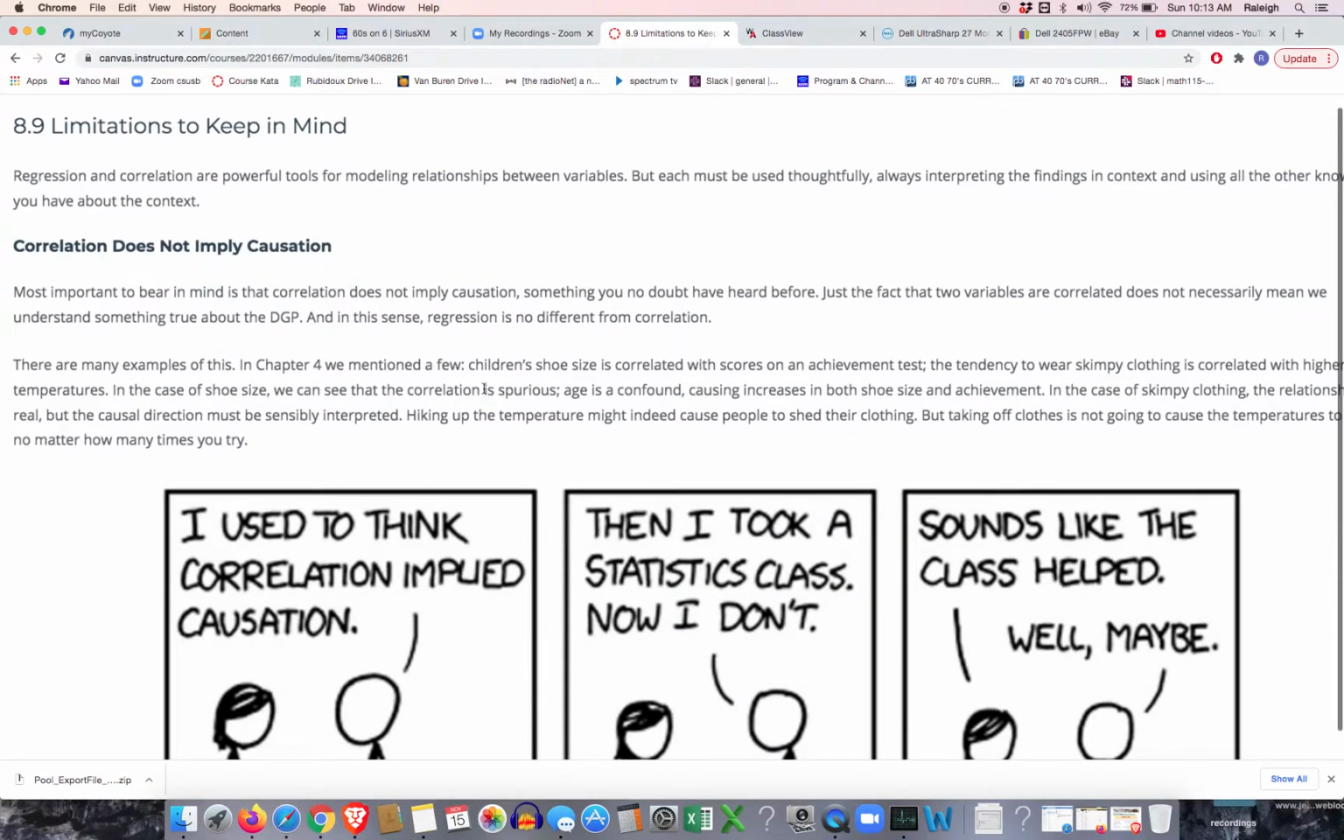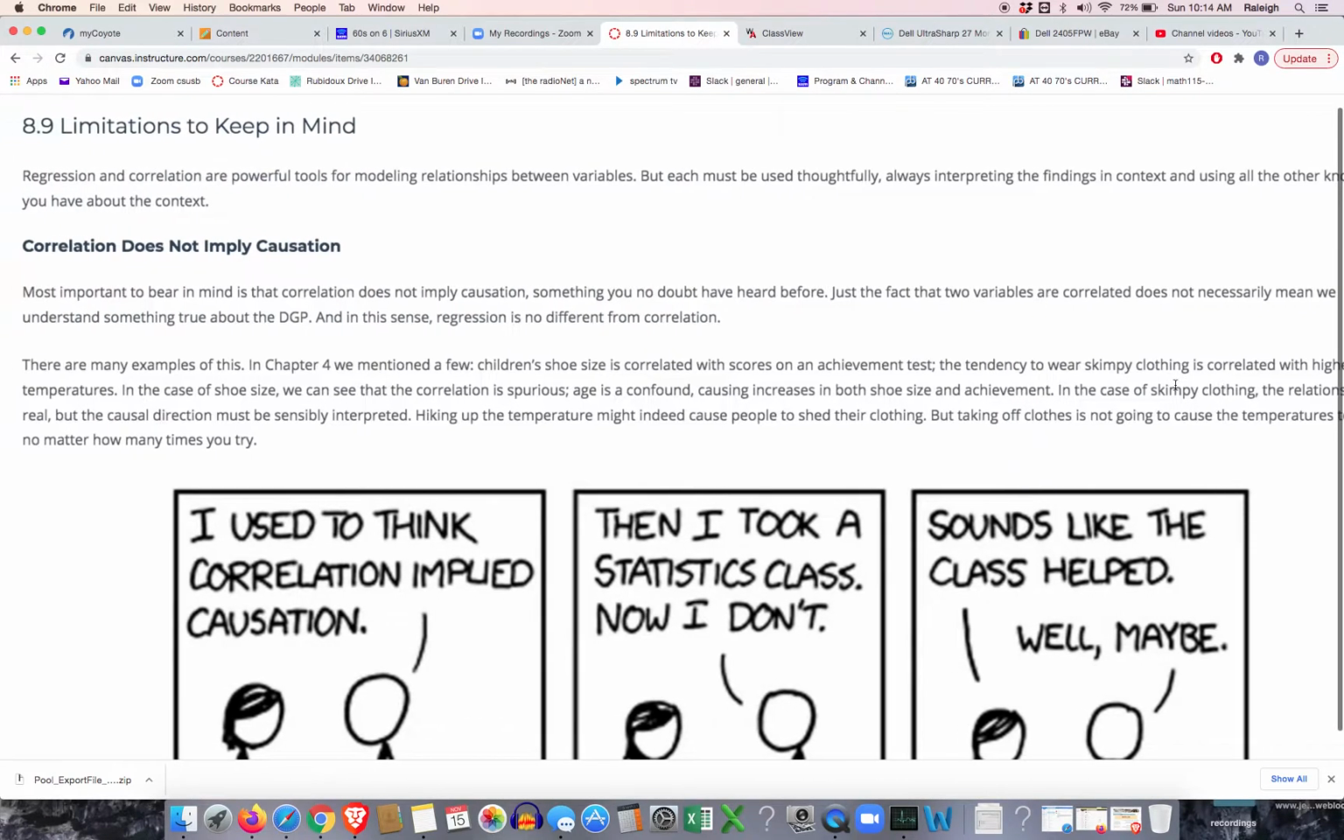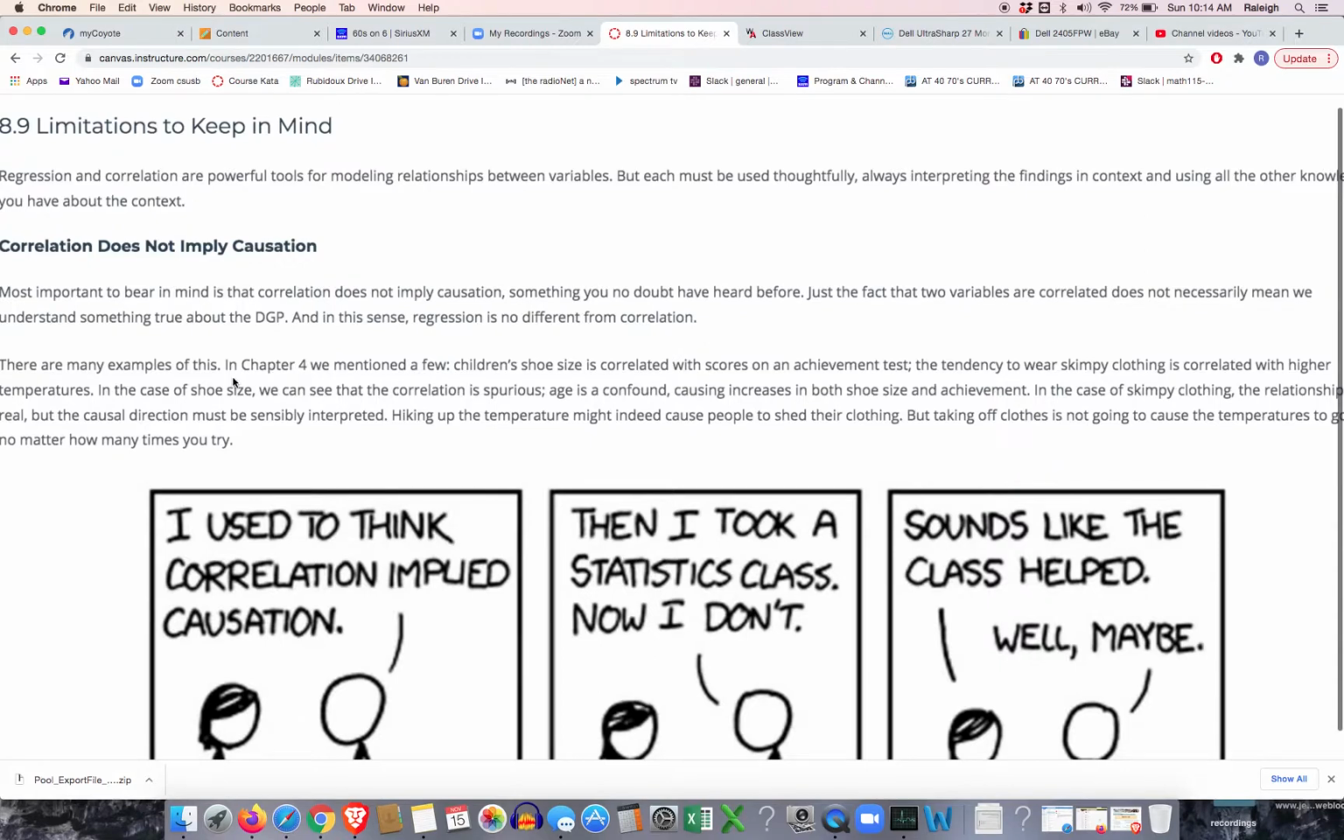Okay, they talk about spurious relationships, and we've seen these before. Children's shoe size correlated with scores on an achievement test. The tendency to wear skimpy clothing is correlated with higher temperatures. So in the first case, the shoe size. This correlation is spurious. Age is a confounding variable, that is, age causes increases in shoe size for kids and achievement for most kids, practically all kids.